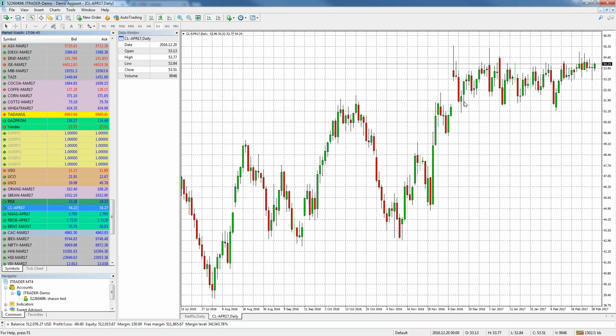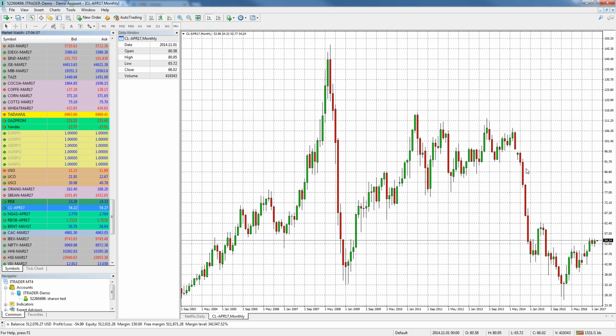As you can see, this is a daily chart of crude oil, which means that this is a candlestick chart, and each candle that you see here represents one day. A red candle means that on this specific day the price of oil went down, and a green candle that it went up. If I put a monthly chart, each candle represents one month. So this candle right here represents March, which started today, then February, January, and so on.